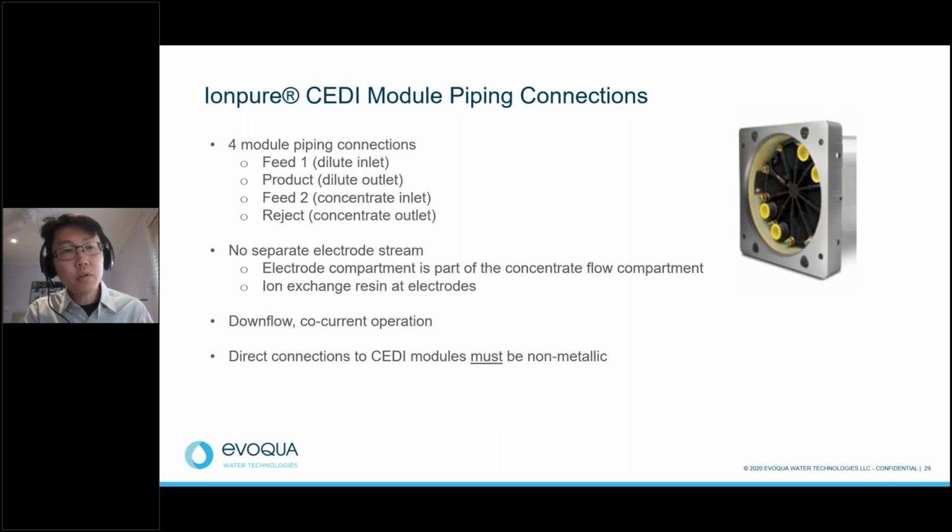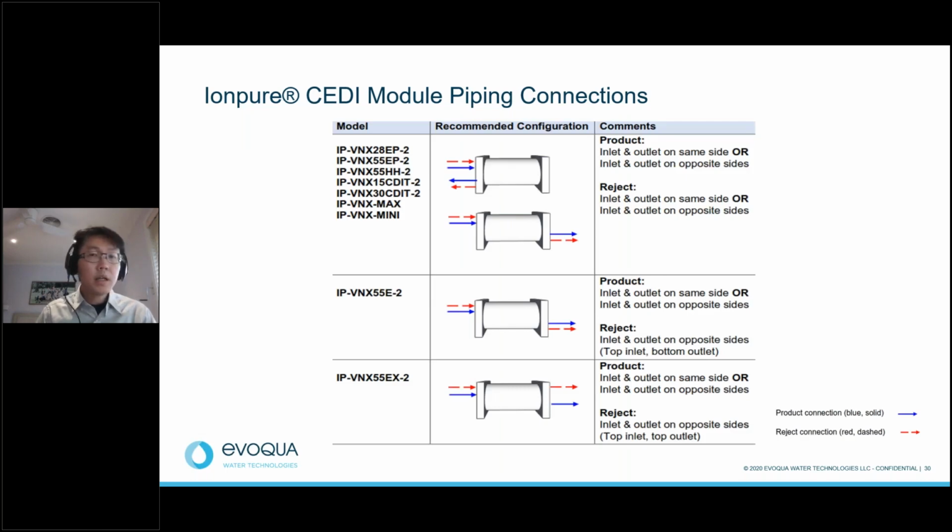For the VNX modules, there are only 4 piping connections: 2 inlets and 2 outlets. There is no separate electrode stream. The electrode compartment is part of the concentrate flow compartment. It is a downward flow, co-current operation. All the piping adapters are made of PVC, so all you need to do is glue the PVC pipe into them. This slide tells you the piping connections and the plumbing. The blue arrow refers to the product, and the red arrow is the reject. All these details can be found in the manual.